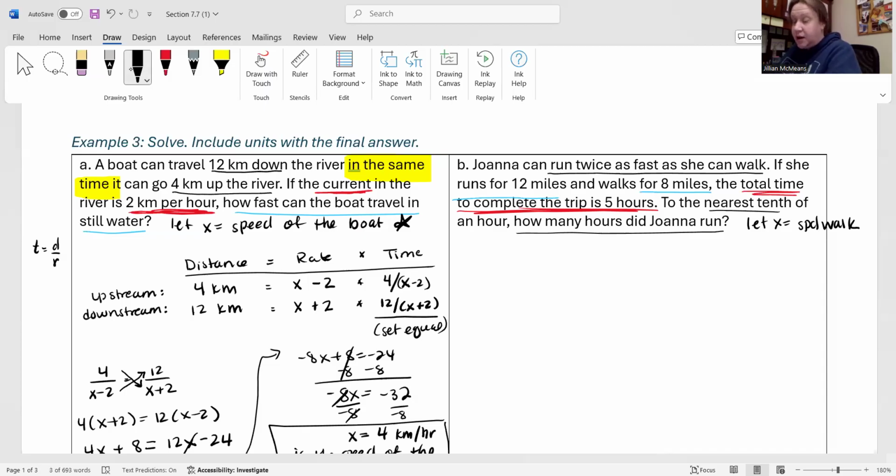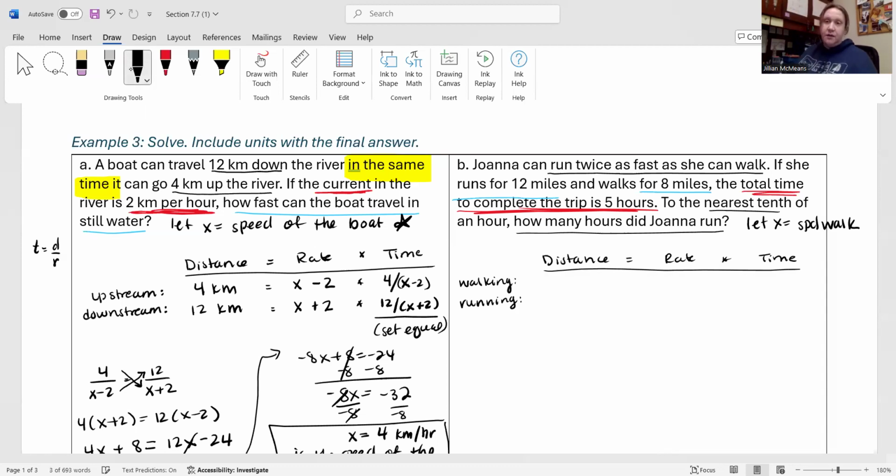And now let's create our table. We want a column for distance, a column for rate, and a column for time. And then we need a row for walking and a row for running. And again, I cannot encourage you enough. I'm begging you to use this table. It helps you organize your thoughts.